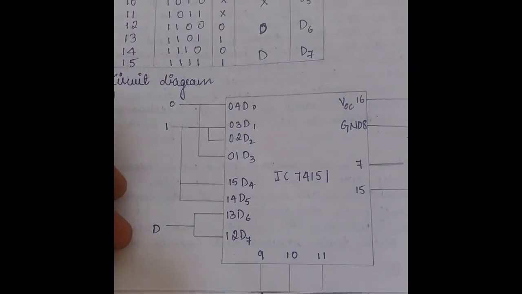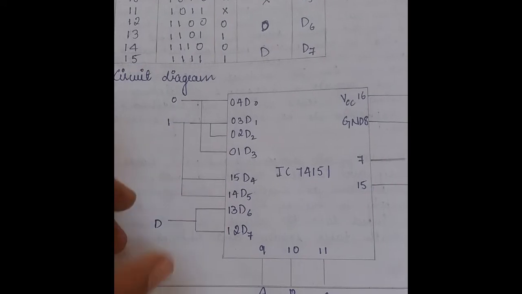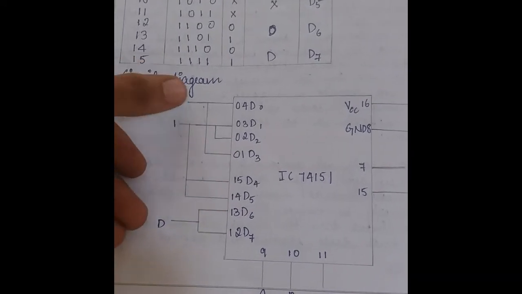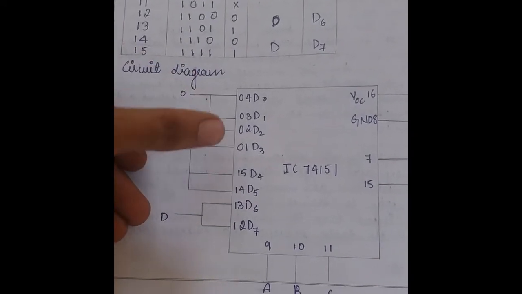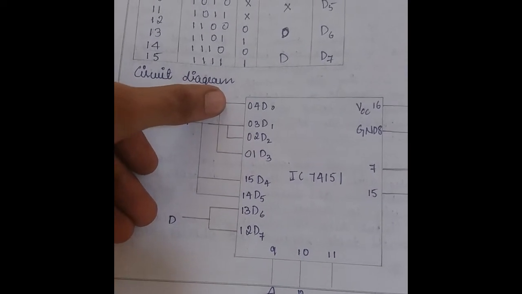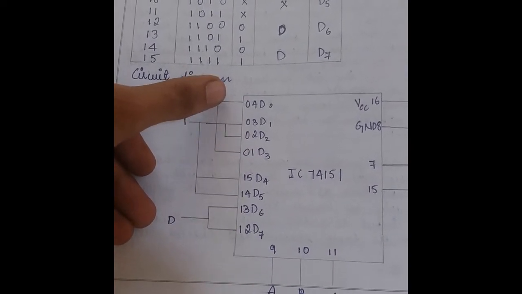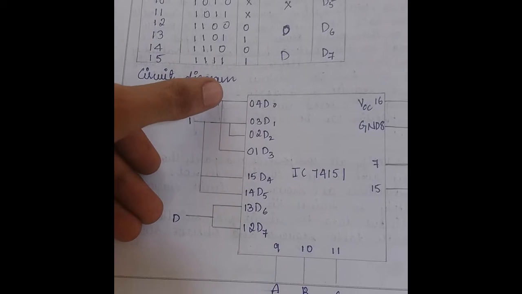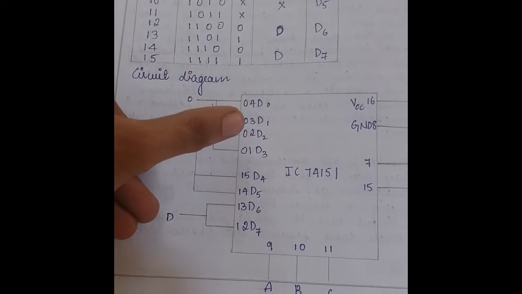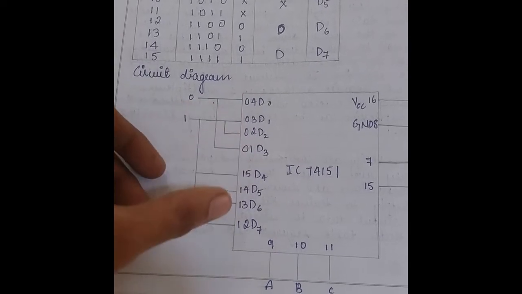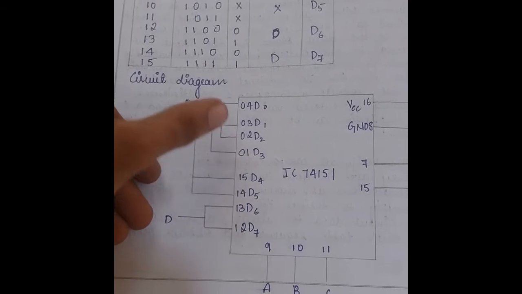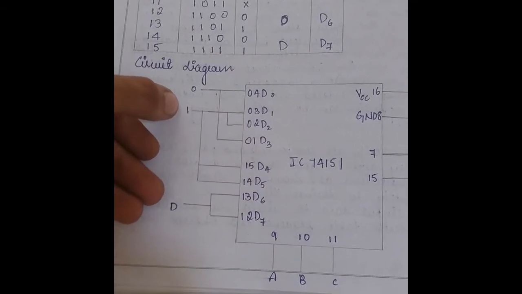It is the circuit diagram. First, I am shorting pin number 1 with pin number 4, and from pin number 4 I will take it to 0, which means low. Next I will short pin numbers 2 and 3, and then pin numbers 14 and 15. I will take those lines to high.